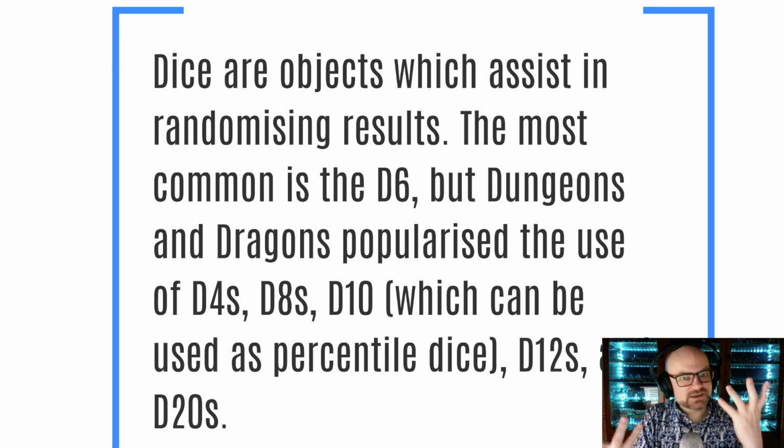Dice are material objects. Dice are not random, but they help us randomize results. Dungeons and Dragons, of course, is synonymous with different types of dice. So D4s, D8s, D10s. Actually, we should look at this week in discussion. Different types of dice. D10s can be used as percentile dice. D12s, and of course the eponymous D20.